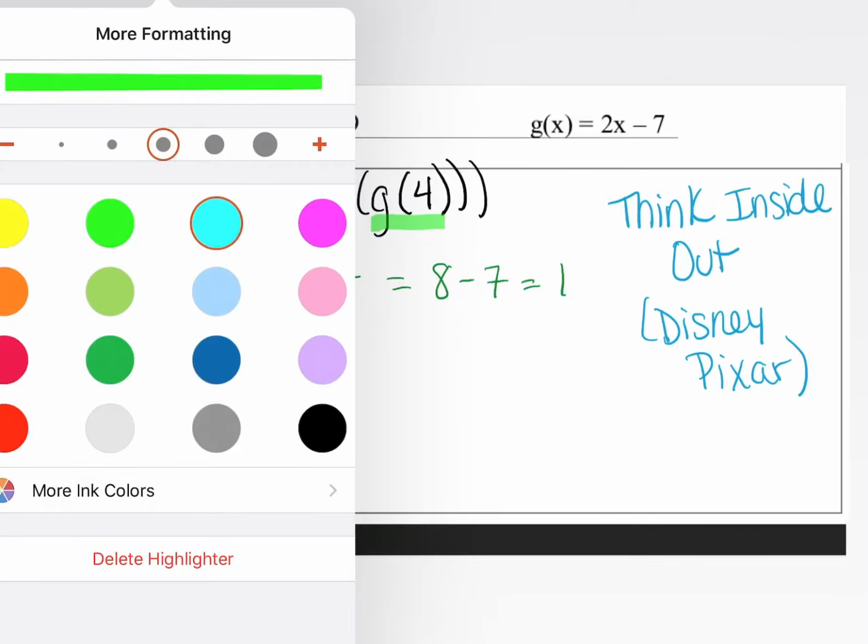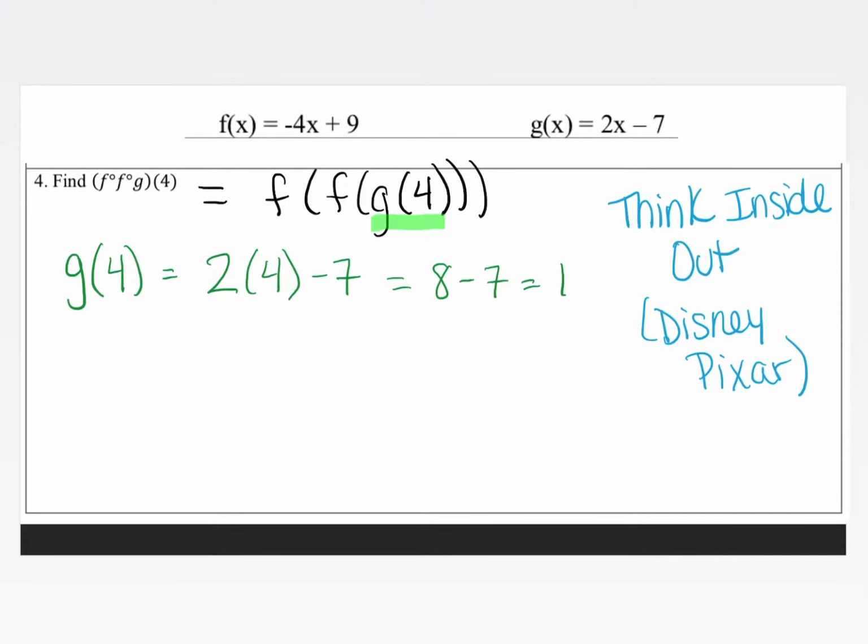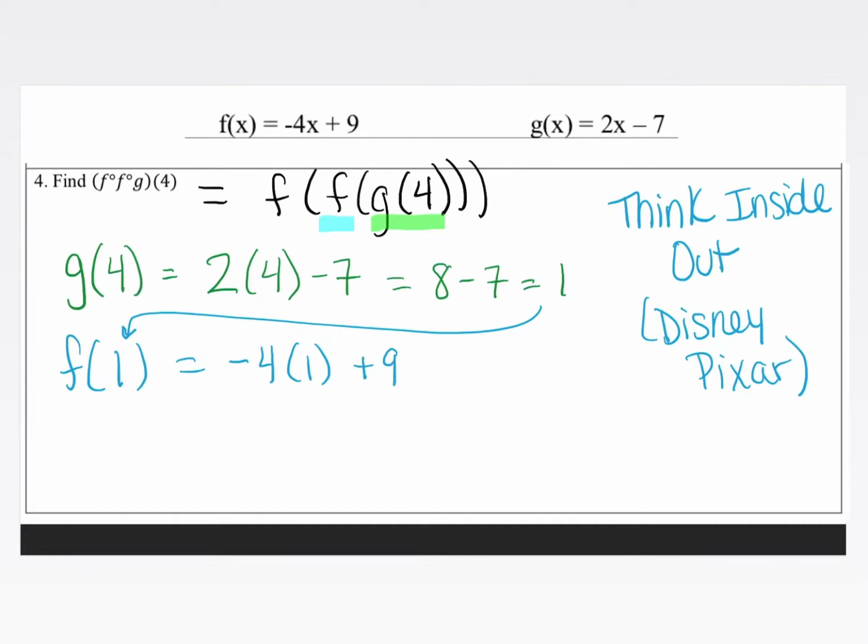Now, if we keep going, our next function, keep going the inside out, is f. F of what, though? F of 1. It's the answer of g of 4 that we're then going to plug into our next function. In this case, it's f of x. So we're going to plug in f of 1. This will give us negative 4 times 1 plus 9, which equals negative 4 plus 9, which equals 5.